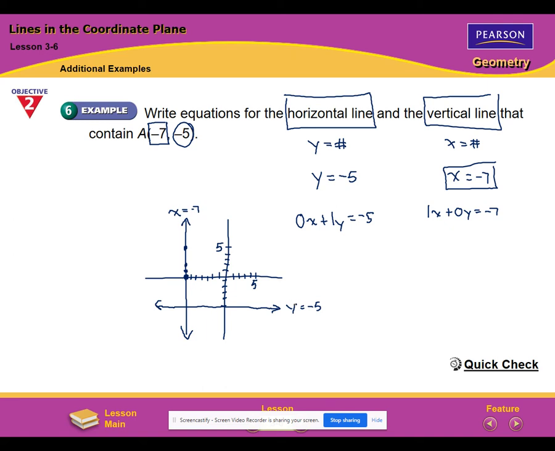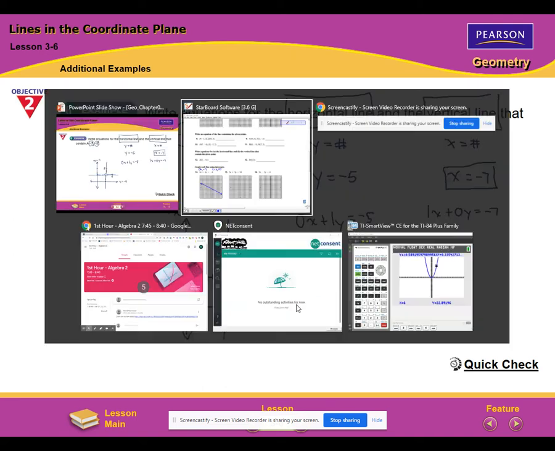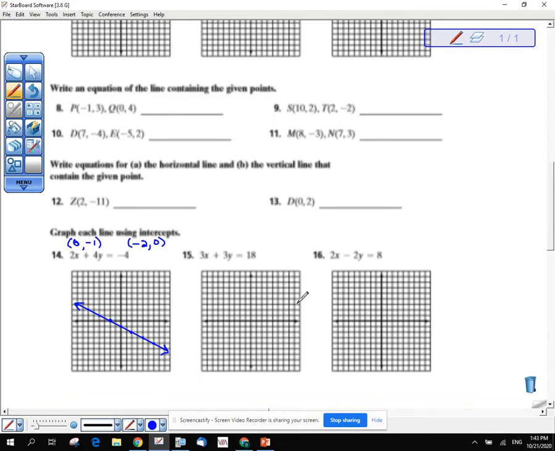Okay? So then, look back at the practice sheet, number 13. It says write the equation for A, the horizontal line, and B, the vertical line that contains the given point. A, the horizontal line, is always of the form y equals, so that would be y equals this number, 2, right? Whereas B, the vertical line, is always of the form x equals a number, that would be x equals 0. By the way, x equals 0, I'll just use the graph in number 16 to demonstrate that. X equals 0 would be this line right here, which we call the y-axis, but it has an equation, and it is the line x equals 0.